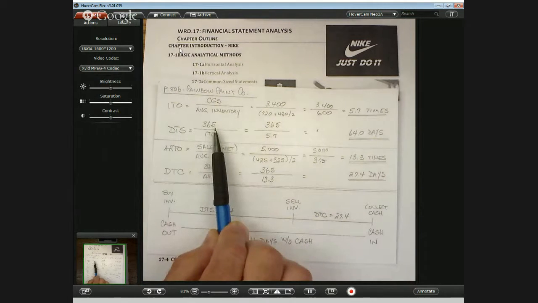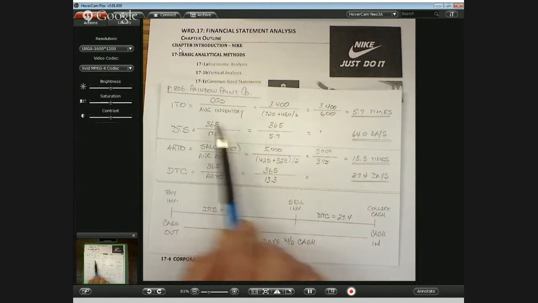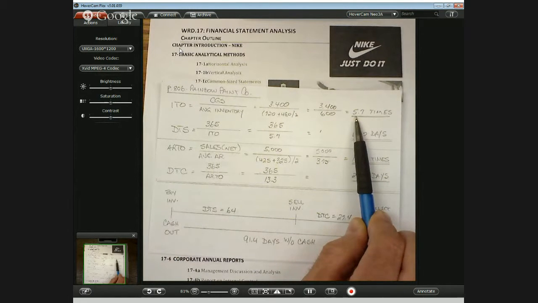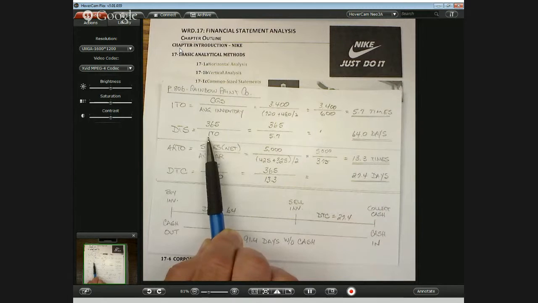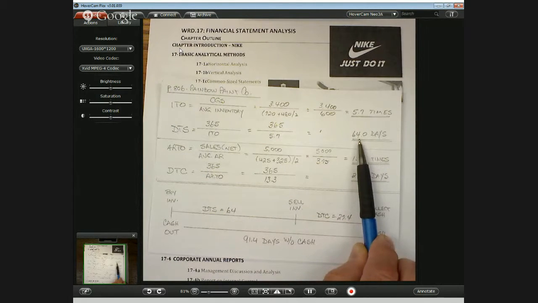So, let's look at it this way. How many days are there in a year? 365. And how many times does the inventory turn over? Well, it turns over 5.7 times a year, just under 6. And if we take almost 6 and divide it into 365, well, 6 into 365, that's a year, and so that's like 2 months. So turning that into a number of days, 2 months is 30 times 2, 60 days.